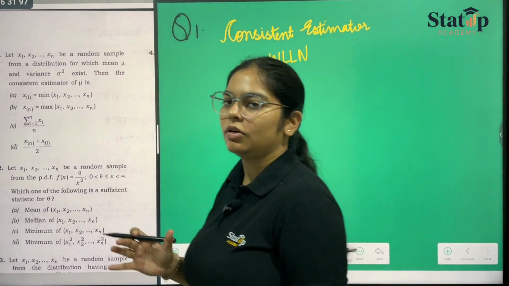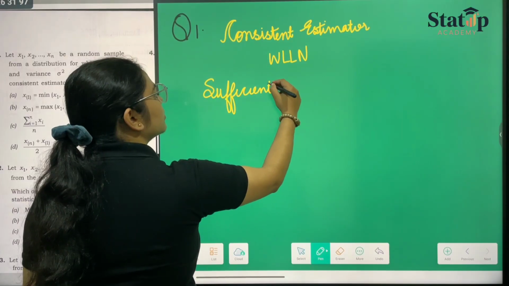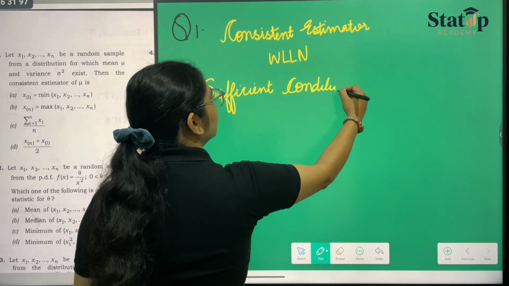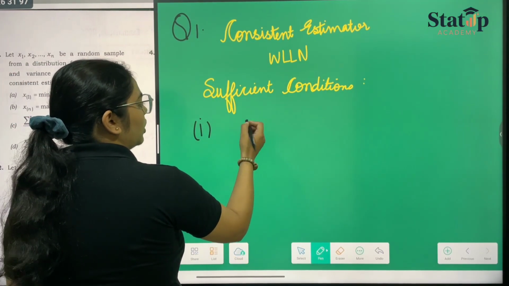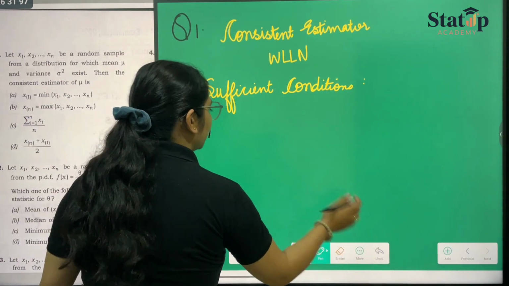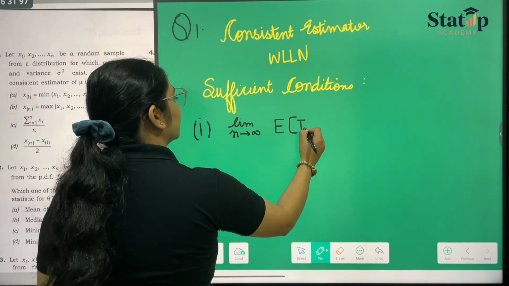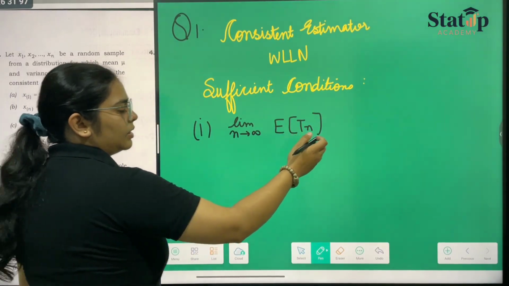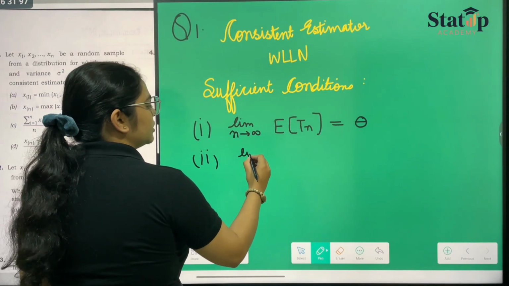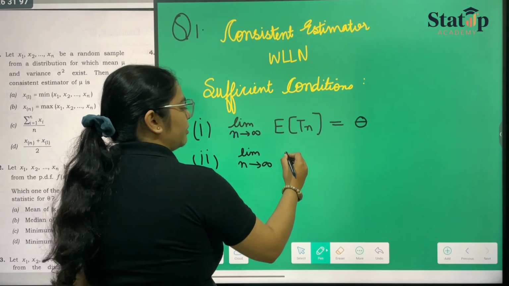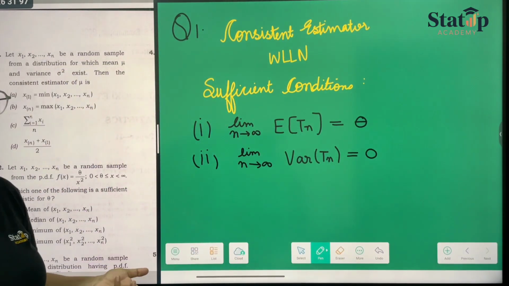WLLN. Now, if we are using weak law of large numbers, then the first sufficient condition is that, asymptotically, as the limit of n reaches infinity, expectation of Tn, which is our consistent estimator, should be equal to theta, and asymptotically when limit n reaches infinity, the variance of Tn should be equal to 0. These are the two conditions that should be satisfied.